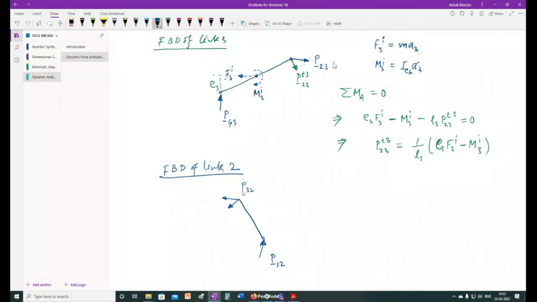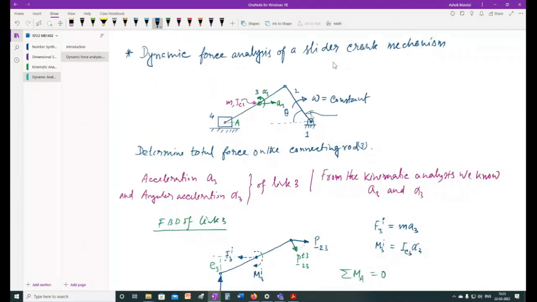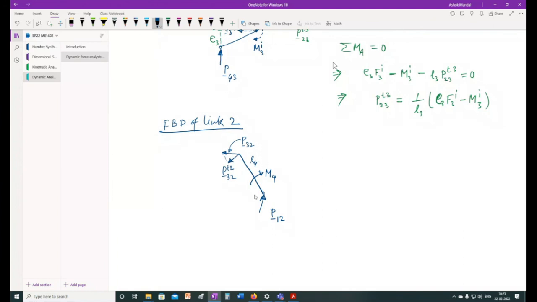It was 2, 3, so it is 3, 2, so this force is this one, and this is its tangential component, P32 tangential to link 2. It is subjected to some moment M4. Let us take the length of this link as L. Obviously, we have considered this link massless, which means there is no other force acting here.